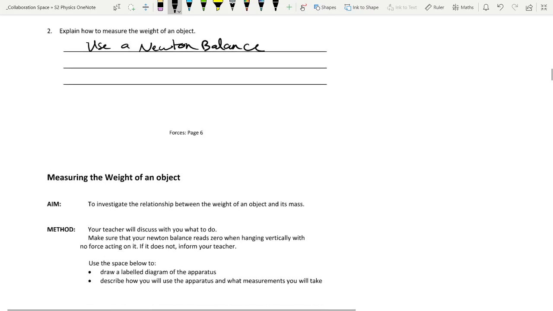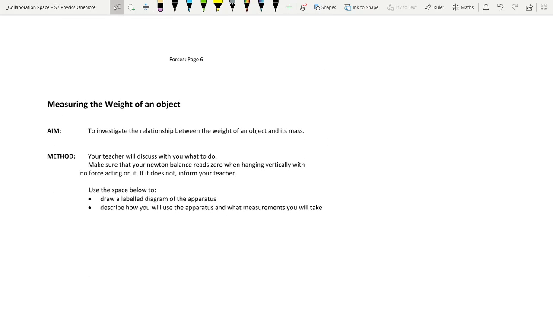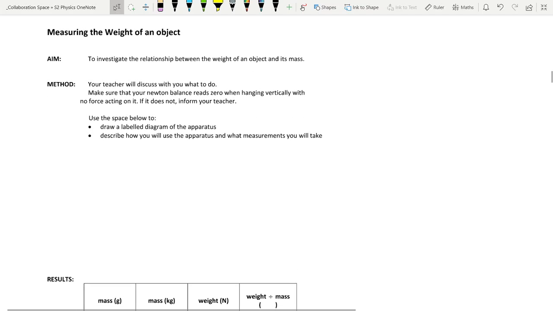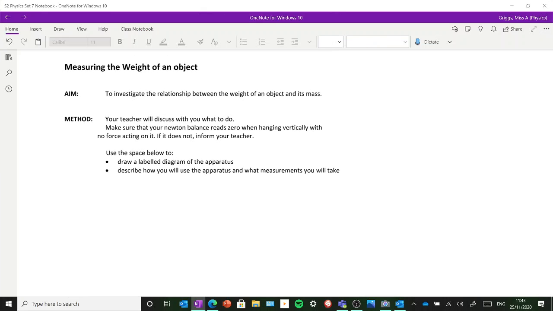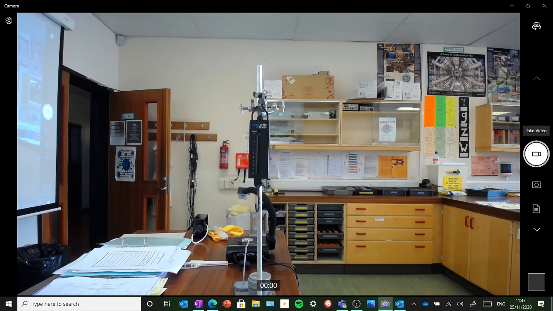Right, so we are going to do an experiment. We're going to measure the weight of an object. We're going to use Newton balances to measure the weight of an object. The aim is to investigate the relationship between the weight of an object and its mass. I have got my camera set up, mostly for the people at home so they can see what it is.